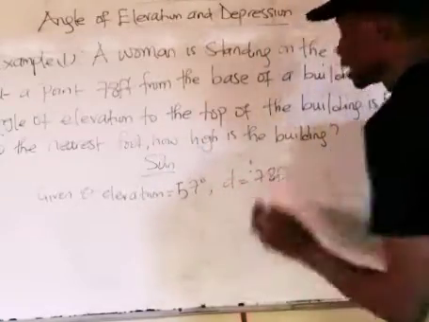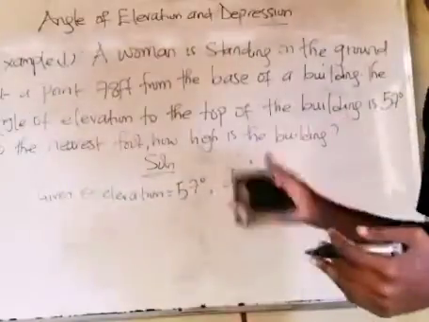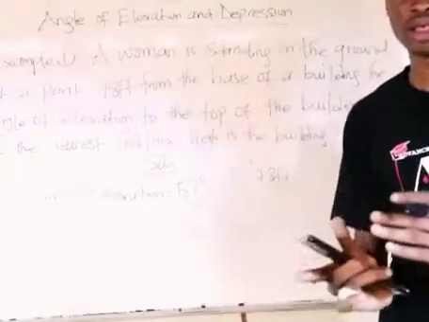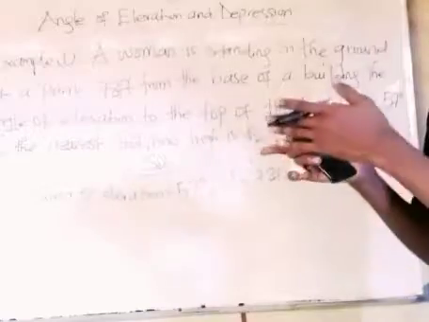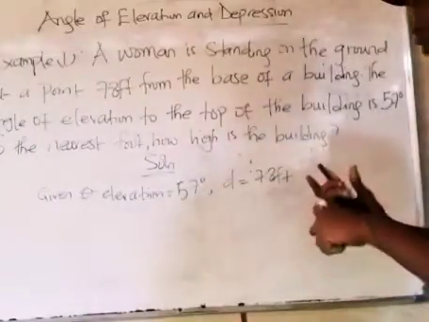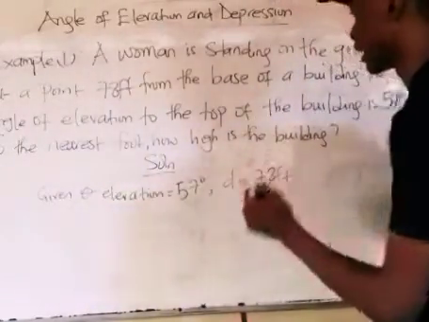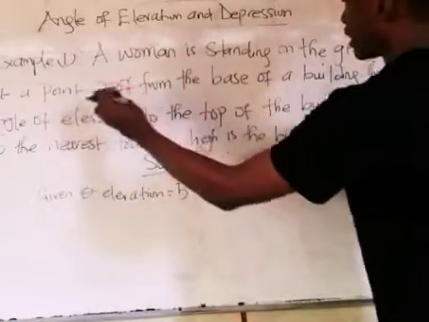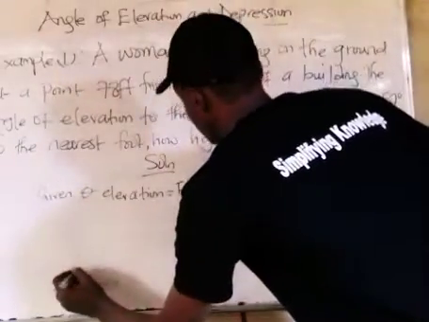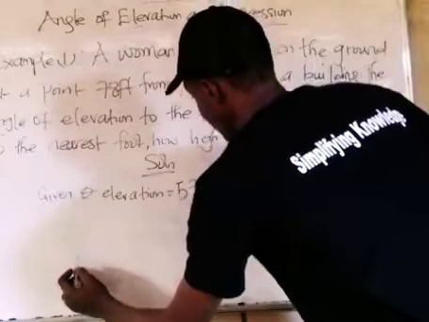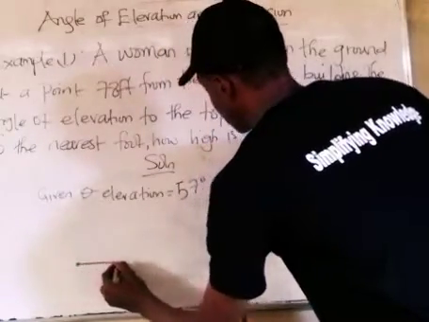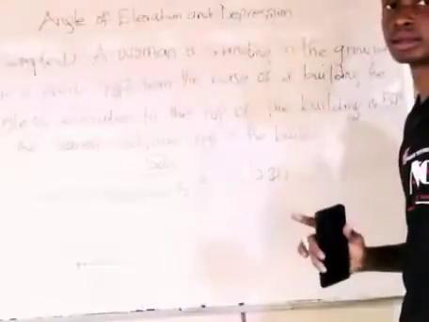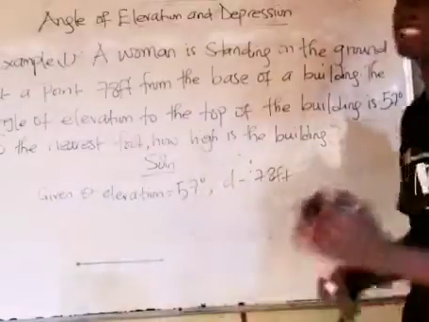78 feet. Now it's always good when you want to solve problems like this to sketch a diagram that represents what the question is so that you'll be able to tackle it properly. So I'm going to make a diagram. They say a woman is standing on the ground at a point 78 feet from the base of the building, right? Did they give us the height of the woman?